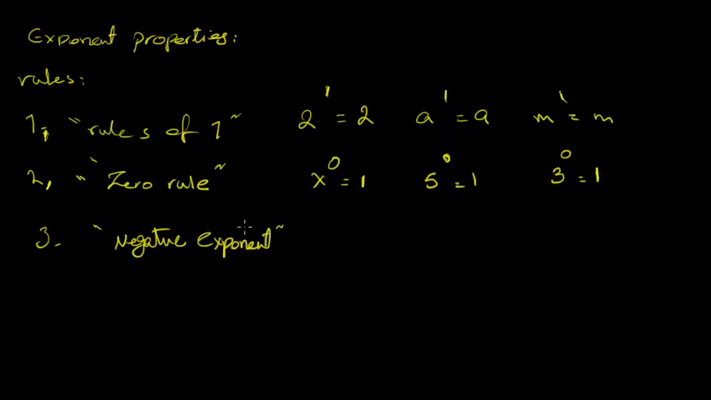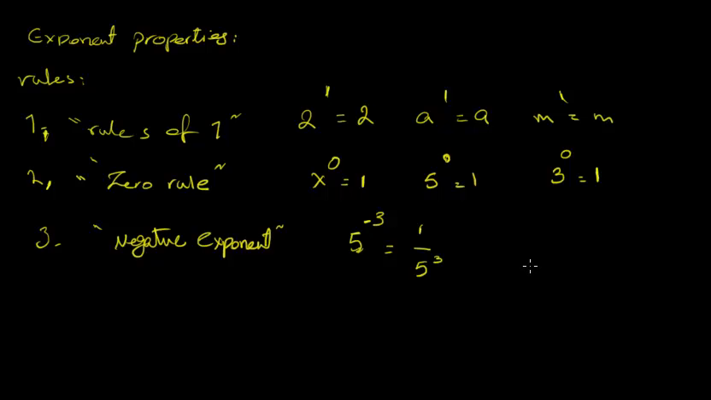According to the negative exponent rule, any non-zero number raised to a negative power equals its reciprocal raised to the opposite positive power. Let's say we have 5 to the power of minus 3. That equals 1 over 5 to the power of 3.